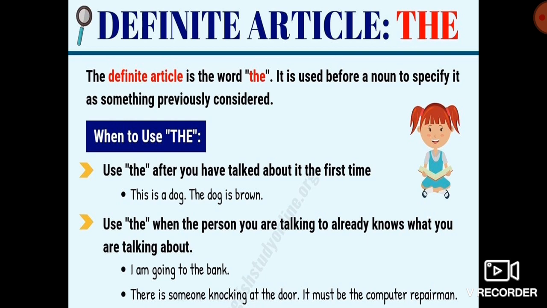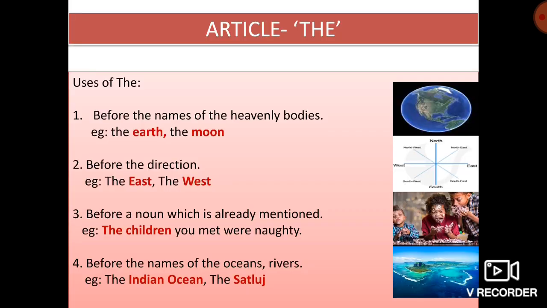Second use is use the when the person you are talking to already knows what you are talking about. For example, I'm going to the bank. There is someone knocking at the door. It must be the computer repairman. It means the person with whom you are talking already knows what you are talking about. Now let's know about the uses of the in detail.